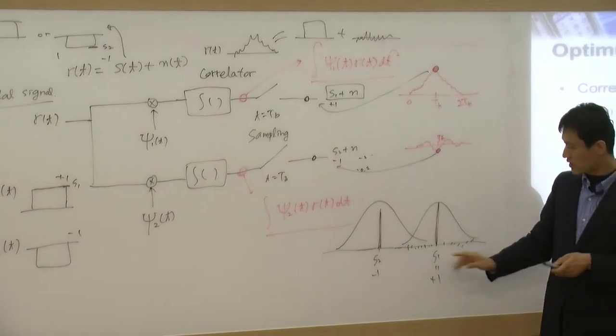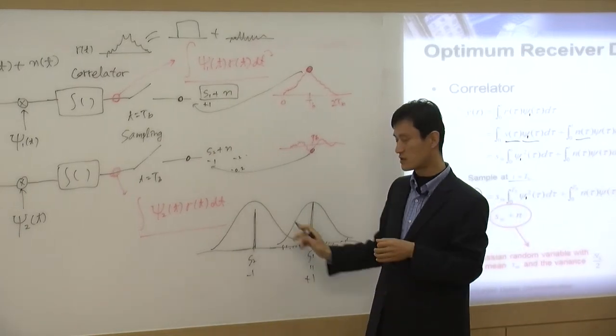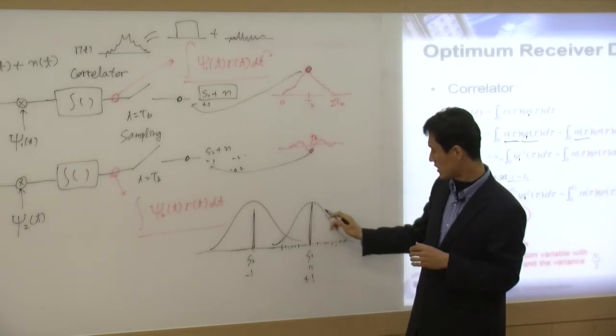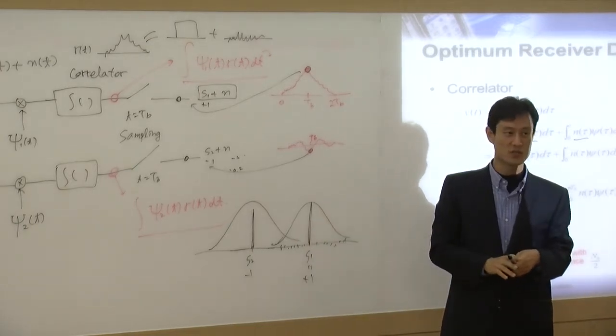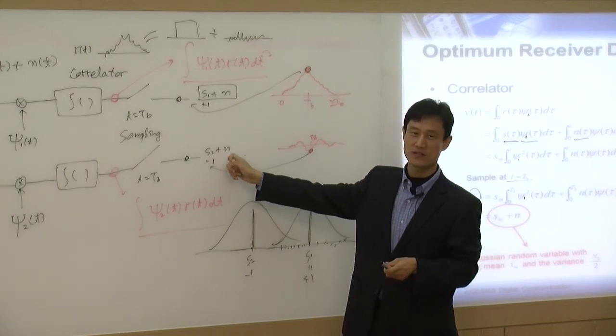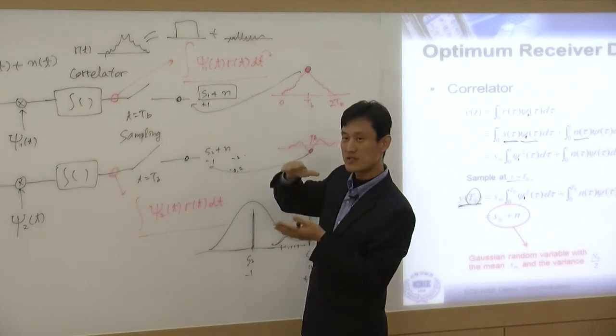So when you transmit S1, you have this distribution. When you transmit S2, you have this distribution. But what does this distribution look like? That is a Gaussian distribution. Why? Because we have Gaussian noise. This is Gaussian noise, right? The amplitude is Gaussian.